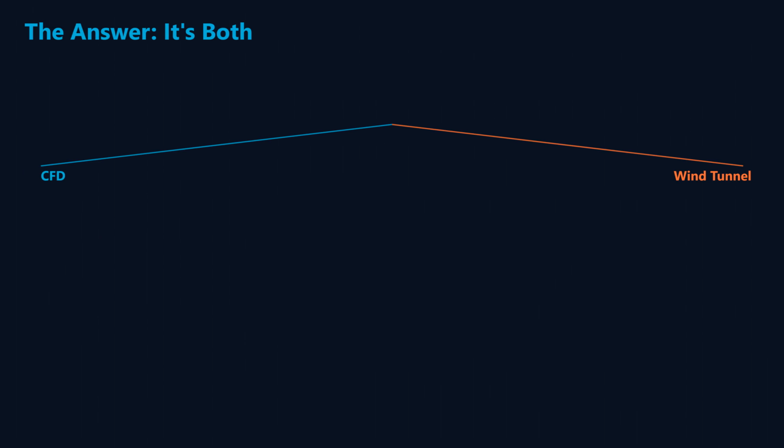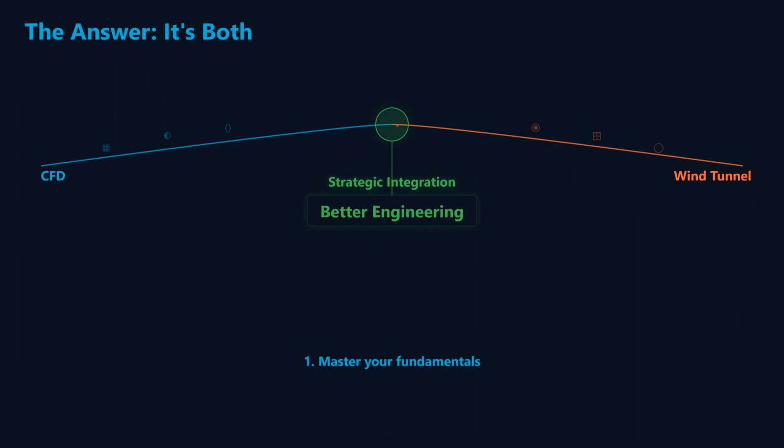Can CFD replace wind tunnel testing? Not yet. Maybe not ever completely. But that's the wrong question. The right question is how we use both tools to make better decisions faster and cheaper. CFD has cut development timelines by years and cost by millions. Wind tunnels have evolved too, more sophisticated and targeted than ever. The best engineers don't pick sides. They understand strengths and limitations, and deploy strategically. Master your fundamentals. Validate relentlessly. And never confuse a beautiful contour plot with a validated result.